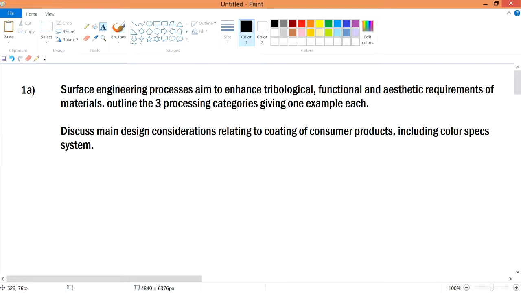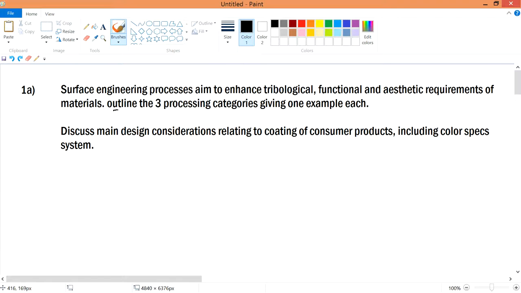Tribology tutorial. Alright, question 1a. Surface engineering processes aim to enhance the tribological function and aesthetic requirements. The function implies the hardness of the material, preventing corrosion, and preventing wear and tear. And the aesthetic requirements of the materials is talking about the glossing effect, whether it is nice looking, the colors, the color specifications, things like that.